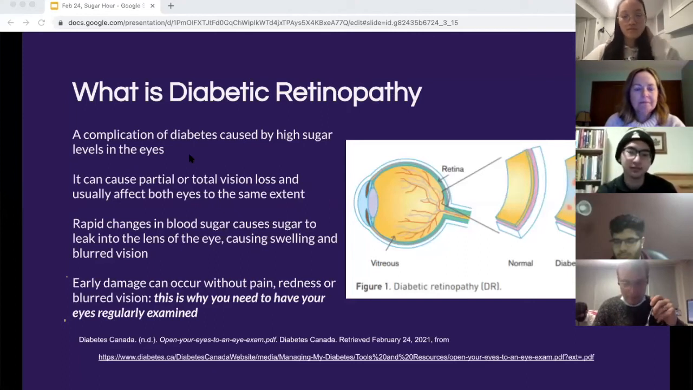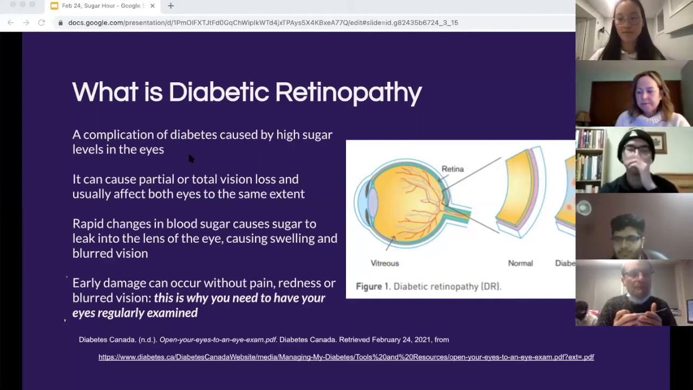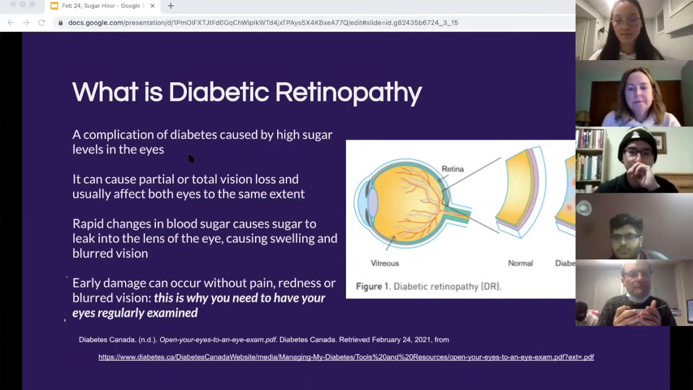Just briefly, I'm going to talk a little bit about what diabetic retinopathy is. It's a complication of diabetes that's caused by high sugar levels in the eye. It can cause partial or total vision loss, and it usually tends to affect both eyes to the same extent at the same time. On one hand, you have the rapid changes in blood sugar levels, which can cause sugar to leak into the lens of the eye, and this causes swelling and blurred vision. Additionally, high sugar levels in the blood can restrict blood flow, so your eye tries to compensate for this by producing new blood vessels, but these often don't work as well, and they can leak, and they can rupture, and this can obscure vision a little bit further.